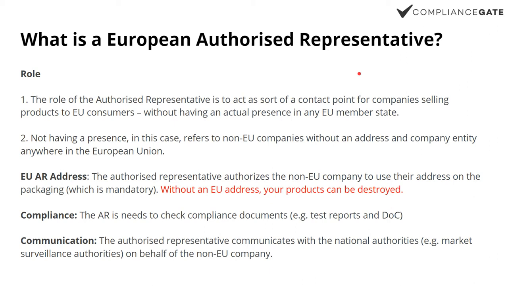So the way this works is that cross-border sellers need to have an address on the packaging, not just any address. You can't just go and get a virtual address or something like that. You need an address from a European authorized representative. These are private companies. These are not government authorities. They're private entities. Now, if you don't have the address, then your product can be seized and destroyed by the customs. And that's also what I wanted to illustrate with the image on the first slide.